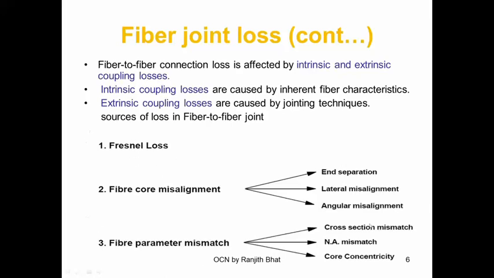We are going to talk about extrinsic fiber joints. The first one is the Fresnel loss. I'll come back to that. The second one is the core misalignment. During the alignment, if there is any problem, we have end separation problems or lateral or angular misalignments. Lastly, we have fiber parameter mismatch. Core section mismatch, numerical aperture, and concentricity mismatch are also a possibility. We are going to understand this with the help of a figure.